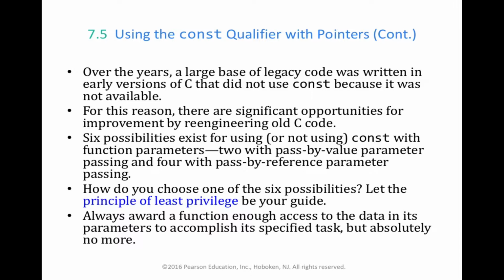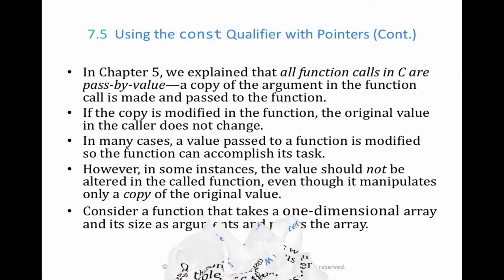So how do you choose one of the 6 possibilities? Well, I'm going to introduce you to the principle of least privilege. Always afford the function enough access to its data in its parameters to accomplish a specific task, but absolutely no more than what is minimally necessary to do the job. This is the idea of least privilege.